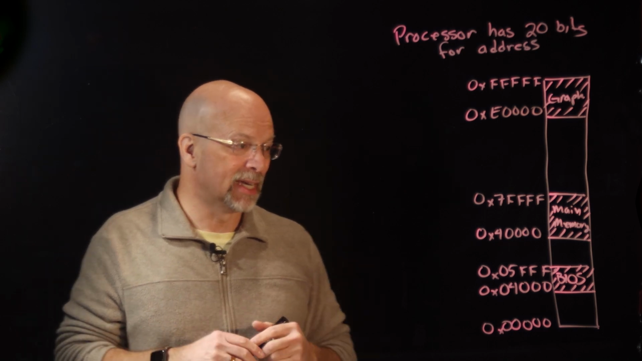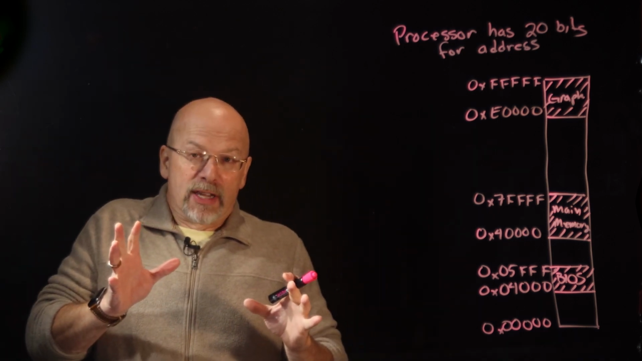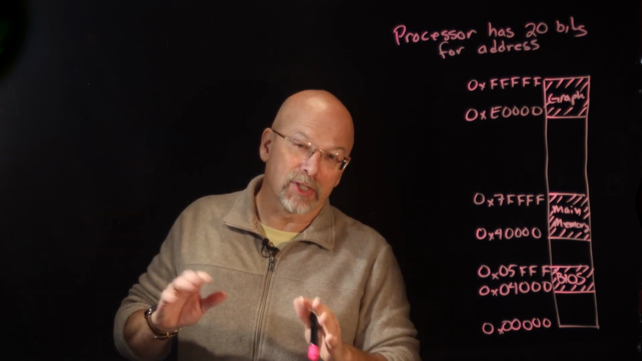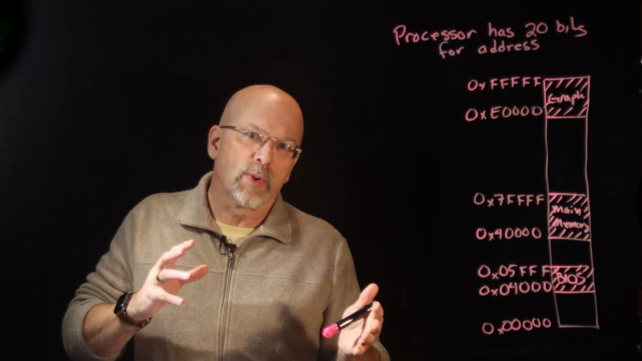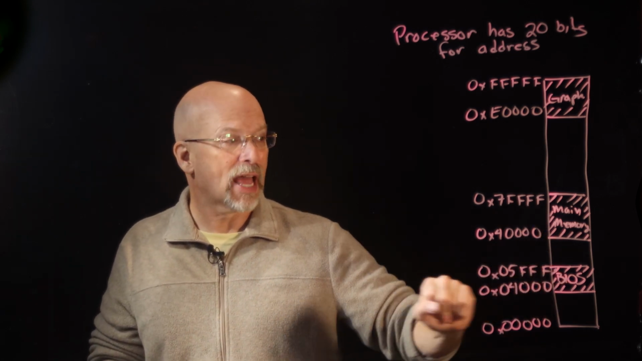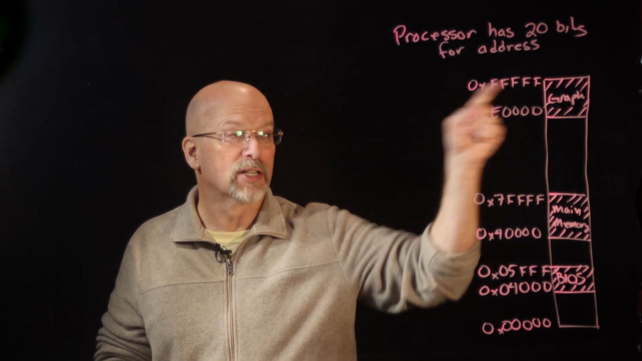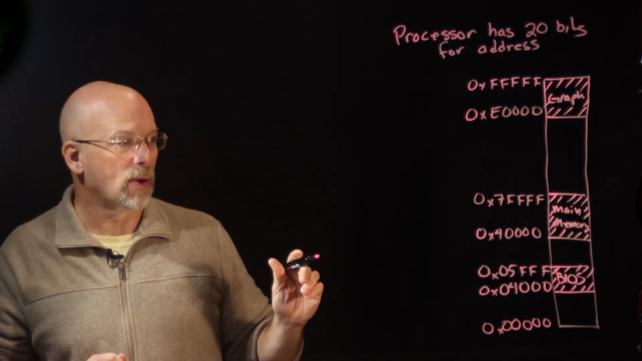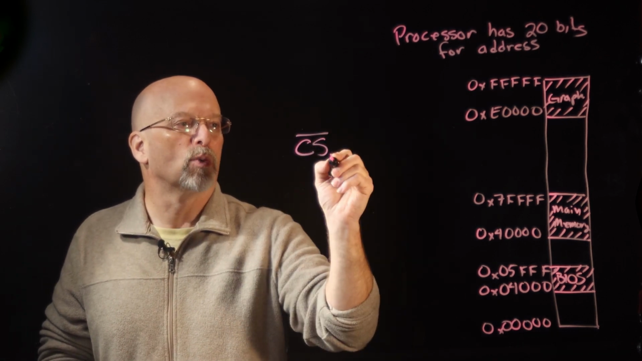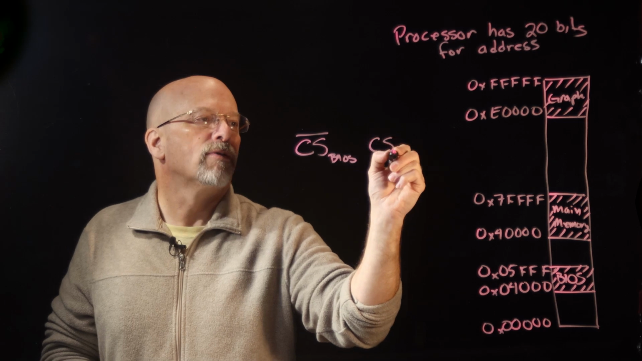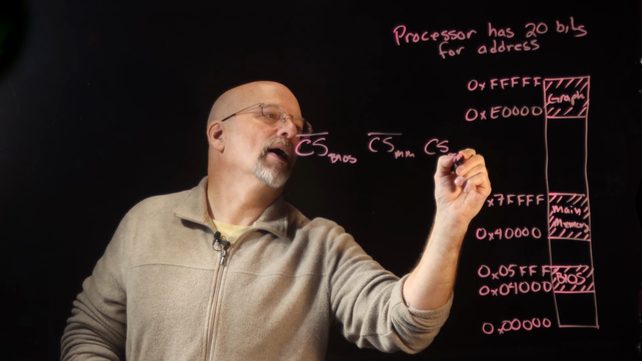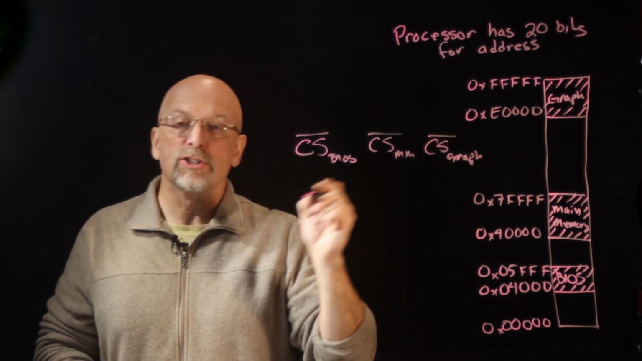Okay? Now, we need to figure out how the hardware, and we talked in the last episode about the chip select, is going to be set up in order to activate the BIOS just in that range, activate the main memory in just that range, and activate the graphics card in just that range. So think about it this way. There are going to be three separate chip selects, one for the BIOS, one for the main memory, and one for the graphics. Okay. All right, there's three of them.